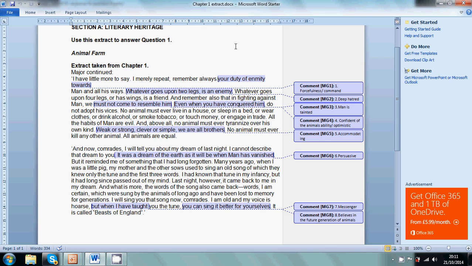I merely repeat, remember always your duty of enmity towards man in all his ways. So straight away I've said, well, that shows he's being forceful, being commanding. Whatever goes upon 2 legs is an enemy. I've said that obviously depicts he has a deep hatred.